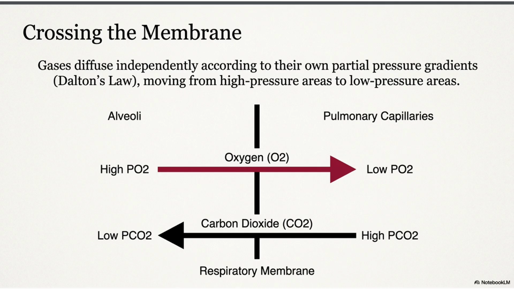The oxygen needs to go from your lungs into the blood and your pulmonary capillaries to go to the heart. And at the same time, carbon dioxide needs to move from the pulmonary capillaries into your alveoli so your lungs can exhale it back out.